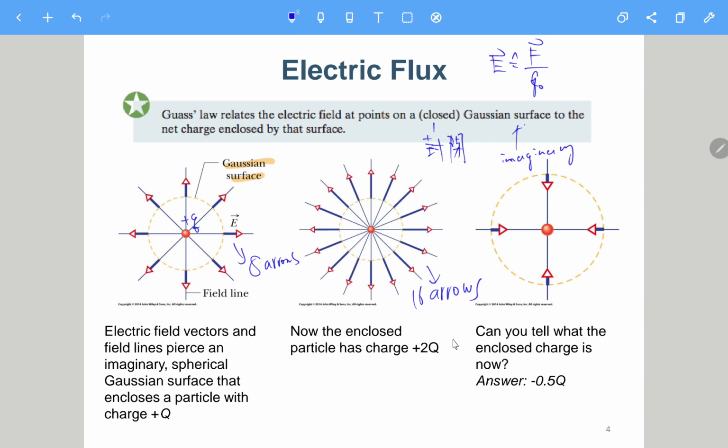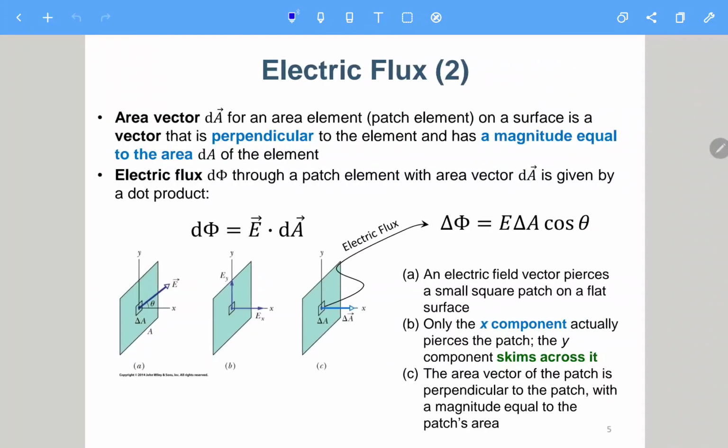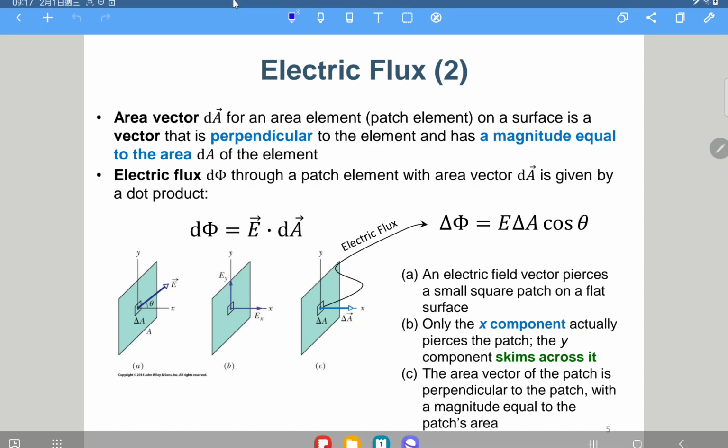Why do we need to do this? Because we don't really know how much charge there is. It is easier to count how much electric flux goes through a closed surface, and Gauss's law is actually related to how many arrows go through the closed surface. Of course, this is in a more rigorous, more mathematical way. So here I just tell you how many arrows go through it, and later on it will become a surface integral.